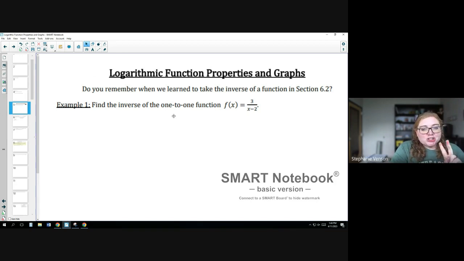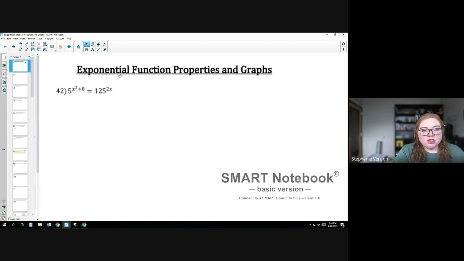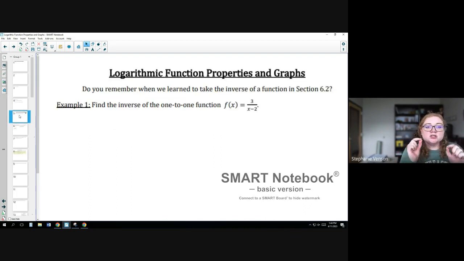Now, I teach 2 Math 161 classes. One is at 9:30 a.m. and then the other one immediately follows that at 11 a.m. Now in my 9:30 class, we got all the way through the end of the exponential function properties and graphs notes. We went all the way through number 45 and finished those notes. So the 9:30 class needs to pick up here.